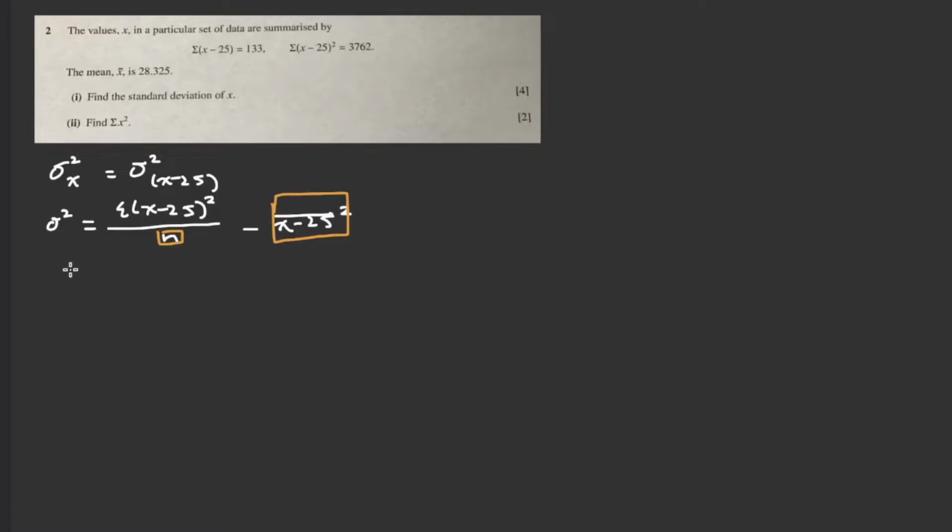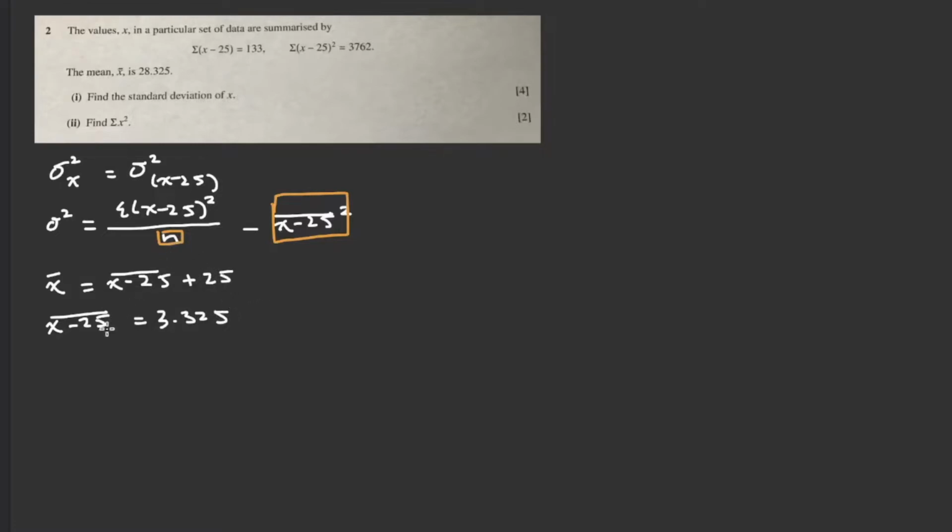To find x minus 25 bar, we know that the value of x bar is the same as x minus 25 bar plus 25. So our x bar is 28.325, which means that our x minus 25 bar is just x bar minus 25, which is 3.325.